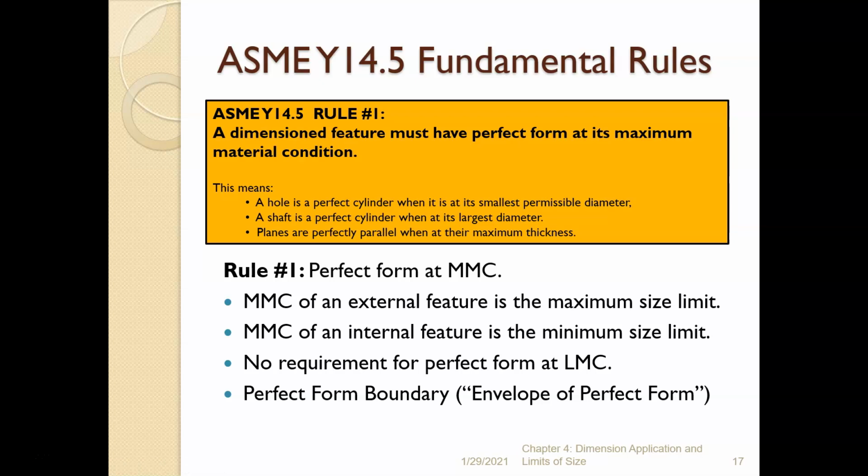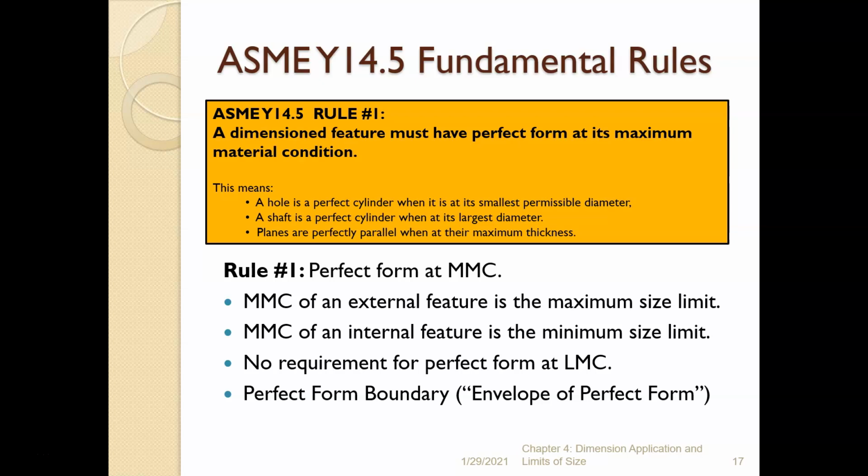So let's go now and start talking about geometric dimensioning and tolerancing, and we're going to look at the first 2 rules. Okay. So rule number 1 with geometric dimensioning and tolerancing. This is ASME Y14.5, rule number 1. A dimensioned feature must have perfect form at its maximum material condition. Okay? This means that a hole is a perfect cylinder when it is at its smallest permissible diameter, which is its MMC condition. A shaft is a perfect cylinder when it's at its largest diameter, which is its MMC size.